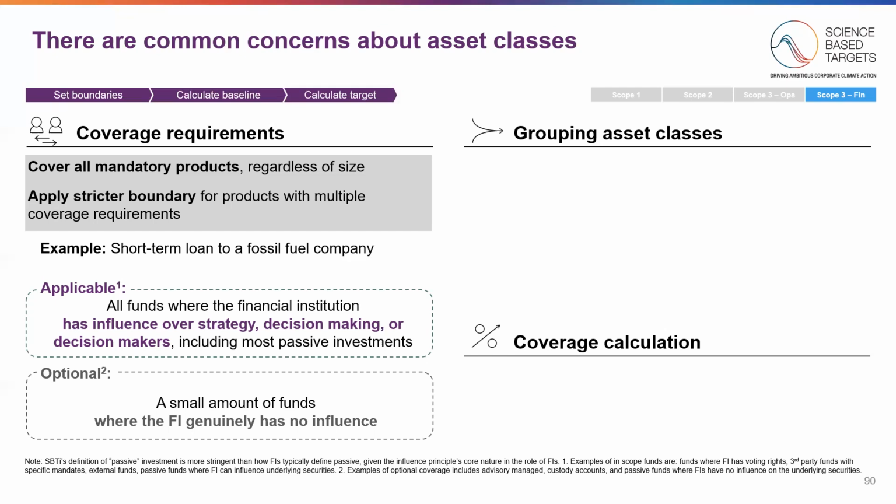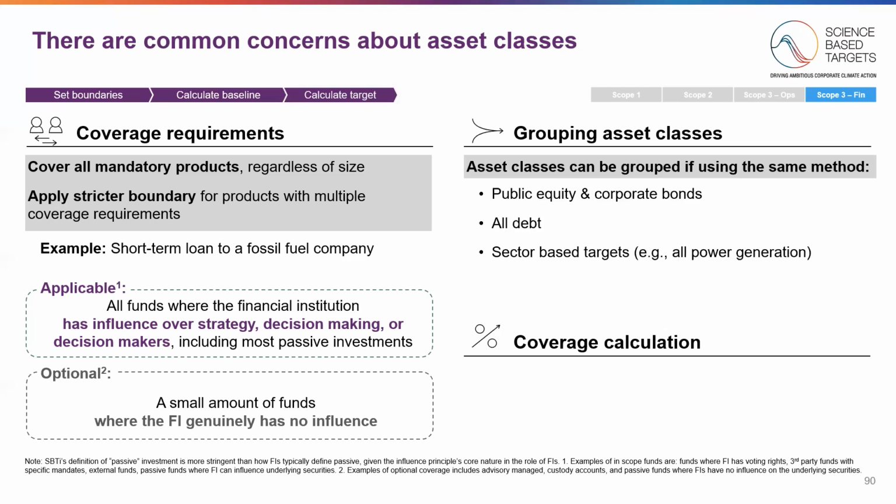Moving to the right side, with regards to grouping asset classes, SBTi allows for select asset classes to be grouped, as long as they are using the same method. Financial institutions can group public equity and public bonds, all debt products, and all sector-based targets, regardless of the financial product that is offered.